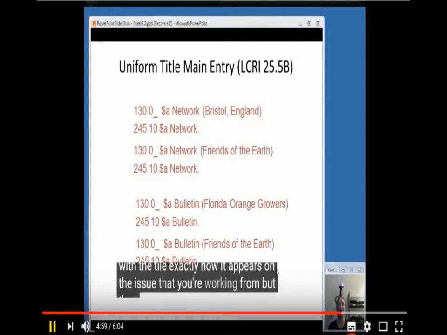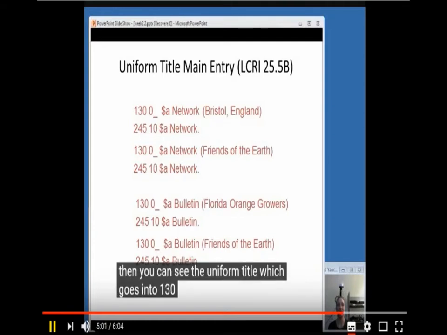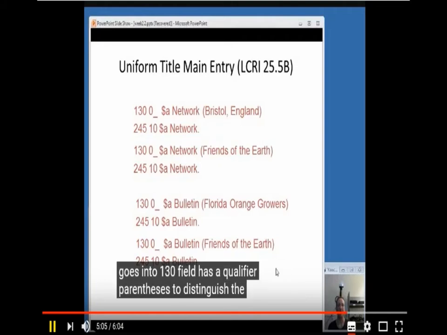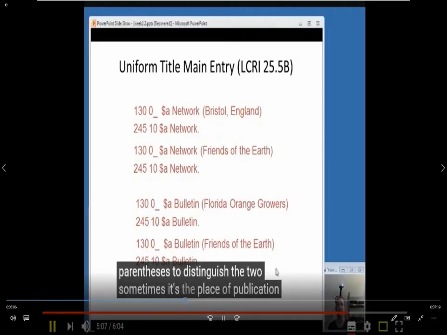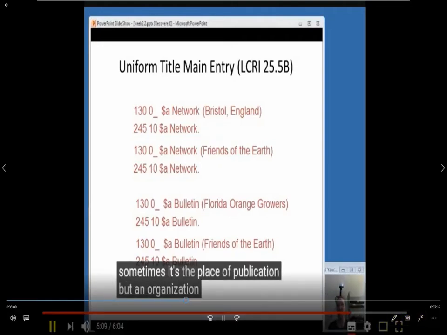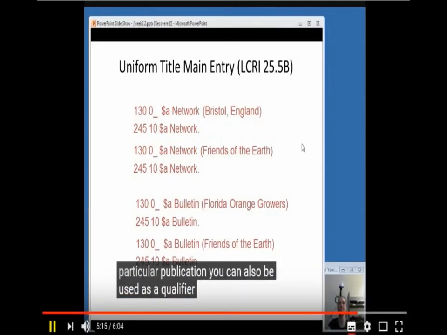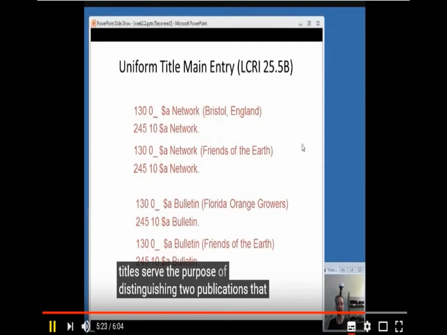But then you can see the uniform title, which goes in a 130 field, has a qualifier, in parentheses, to distinguish the two. Sometimes it's the place of publication, but an organization that issues a particular publication can also be used as a qualifier. So these uniform titles serve the purpose of distinguishing two publications that have the same name.